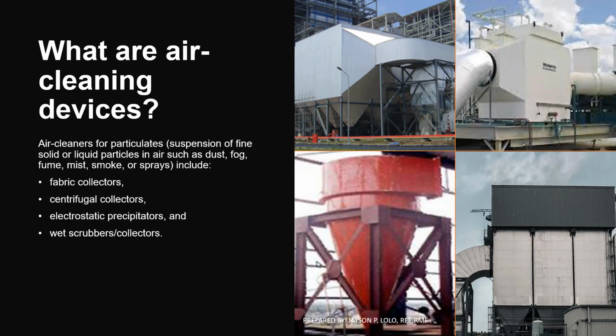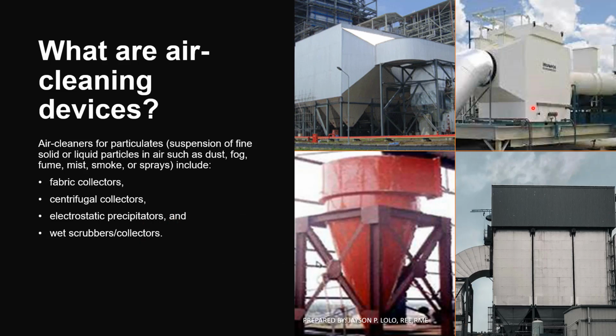The fabric collector is the most common example of a filtration device. It is such a baghouse. Centrifugal collectors are the second type. It is the cyclone collector, as you can see in the picture. These collectors separate particulates from the air by forcing the air to spin, similar to a cyclone or tornado.